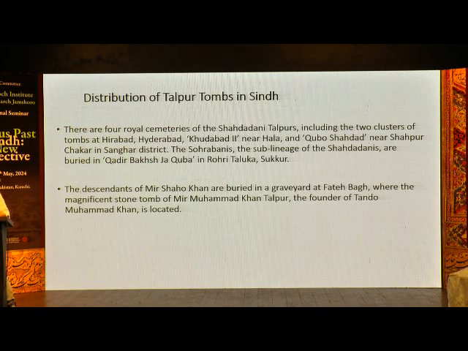slab. So now let's come to the distribution of Talpur tombs in Sindh. I'm just giving you a general view of the Talpur tombs. So there are 4 royal cemeteries of Shahzadani. I may miss some, but the 4 are main, including the 2 clusters of tombs at Hirabad in Hyderabad, and followed by Khudabad 2 near Khudabad Sani, as we call, near Hala and Kubo Shahdad near Shahpur Chakar in Sanghar, and then Sorabani, the sub-lineage of Shahzadani, are all buried in Qadr Baksha Kuba in Rohri Taluka in Sakhar.